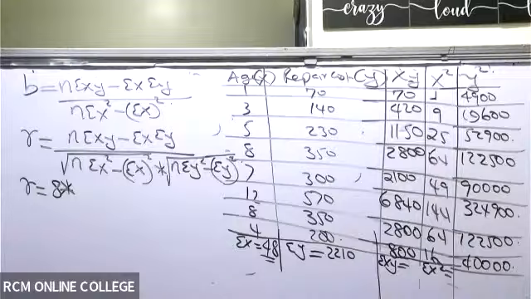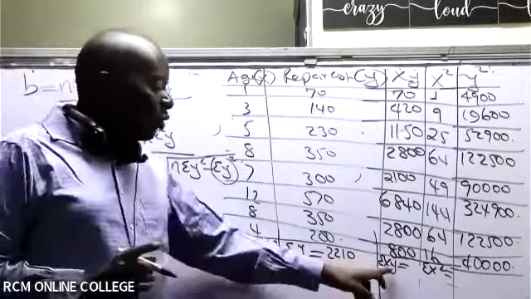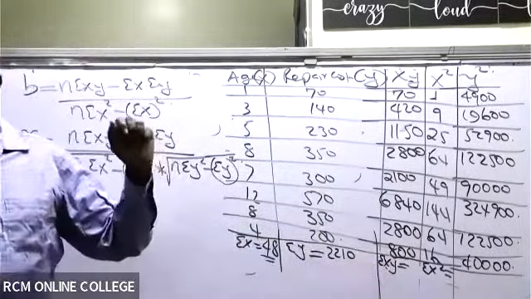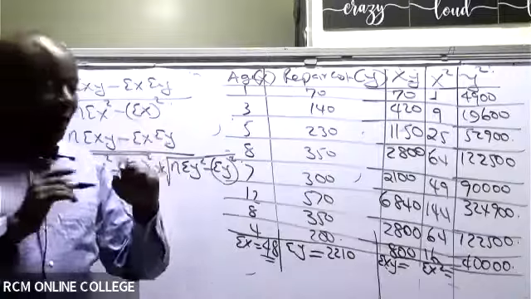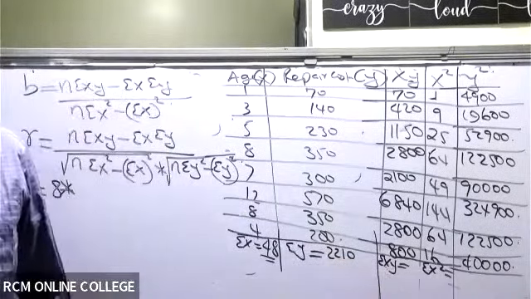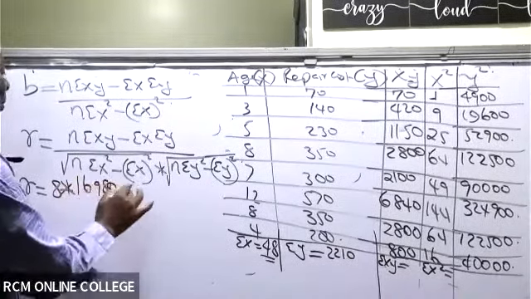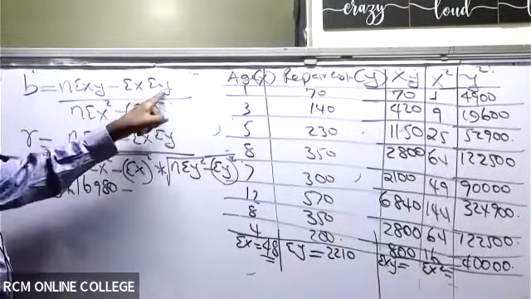Anybody who can remind Mwalimu the summation of xy would really be happy. If I'm reminded, it's summation of xy, not sum of x alone, not sum of y. Just remember this xy, it was 16,980. I hope you are able to remember that. Minus now summation of x times summation of y.